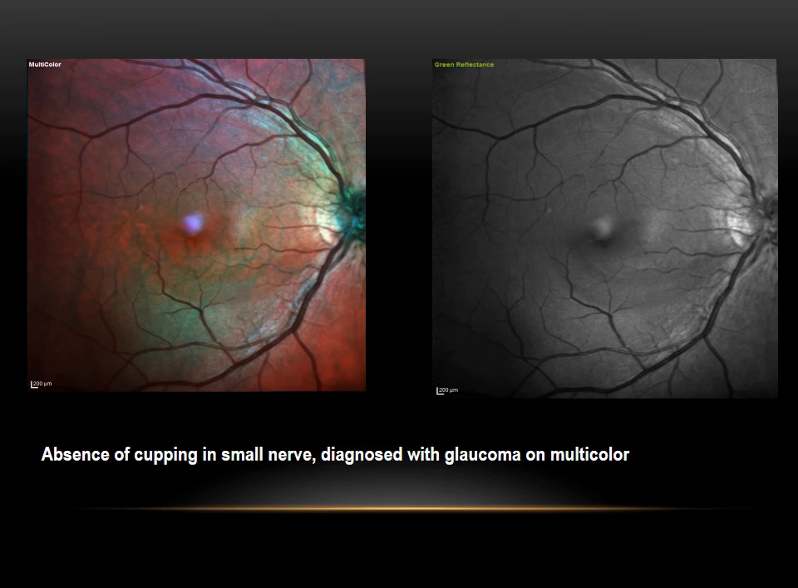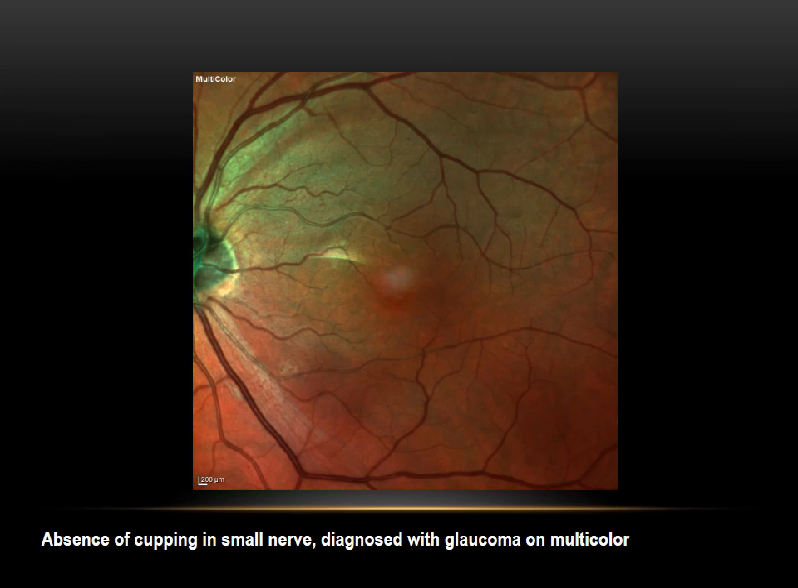And here is a patient who has almost no cupping, a small nerve in whom diagnosis of glaucoma is tougher because of the absence of cupping. But on multicolor imaging, one can clearly see that there is a loss of nerve fiber layer which is close to fixation inferiorly. One can see that on green reflectance as well as on multicolor.